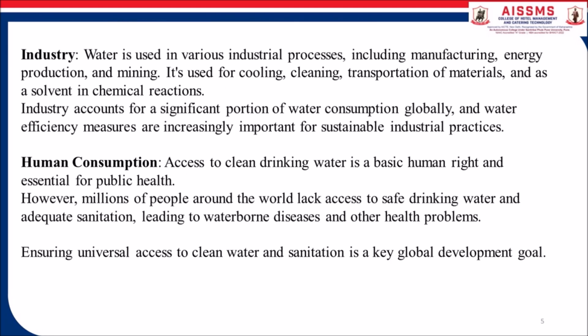Fourth point, industry. Water is used in various industrial processes, including manufacturing, energy production, and mining. It is used for cooling, cleaning, transportation of material, and as a solvent in chemical reactions. Industry accounts for a significant portion of water consumption globally, and water efficiency measures are increasingly important for sustainable industry practice.